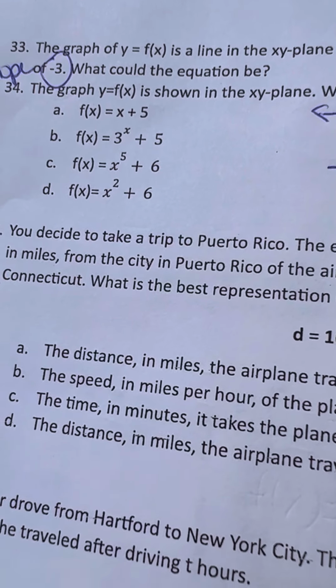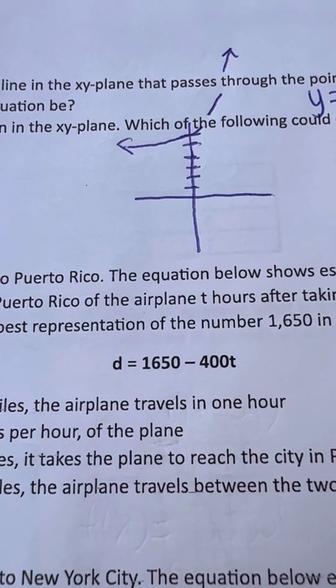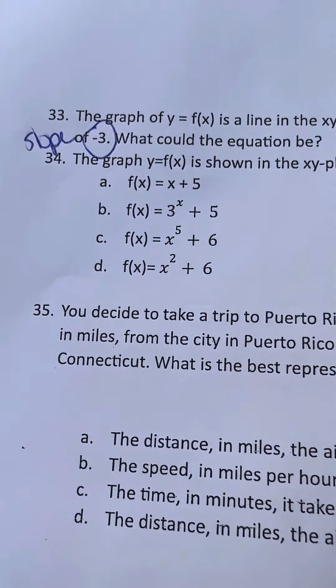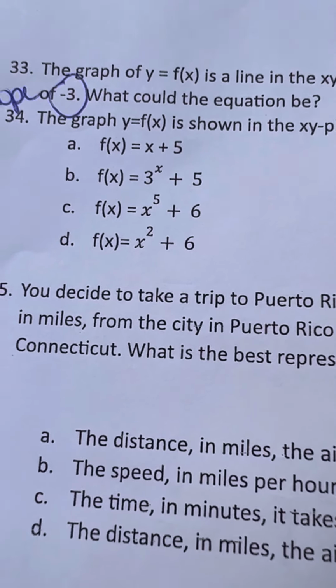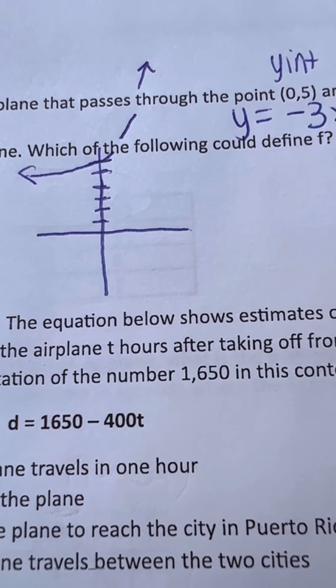Okay, so I was a little bit of a slacker in this question. Accidentally forgot to put the graph that was supposed to be displayed, so I kind of hand drew it. Ignore the ugliness of it, but that's okay. So we're looking for the graph of y equals f of x that is shown in the xy plane. Which of the following could define f?